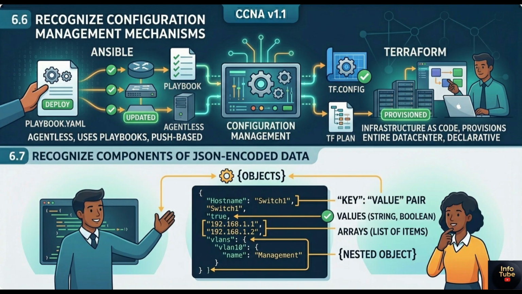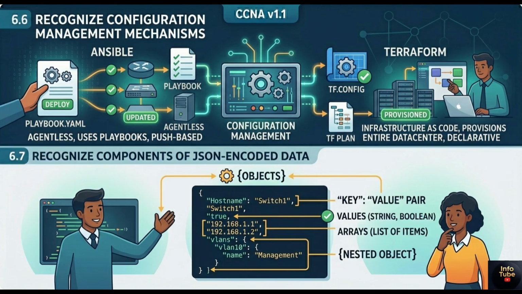6.6. Configuration management mechanisms. These are tools that help engineers manage the network through code. Ansible. This is an agentless tool that uses simple files called playbooks. It is very popular for automating Cisco devices because you do not need to install extra software on the switches. Terraform. This is primarily used for infrastructure as code. It allows you to define your entire network setup in a file. If you need to build a new data center, Terraform can build it exactly like the last one in minutes.